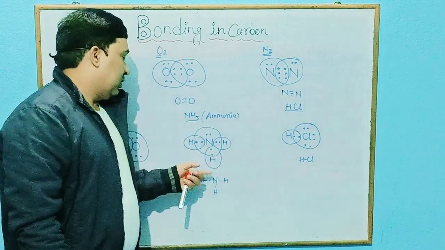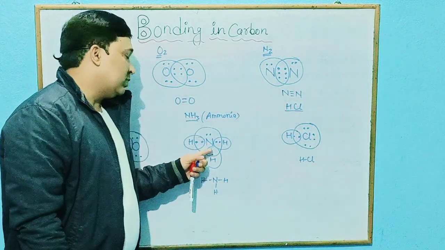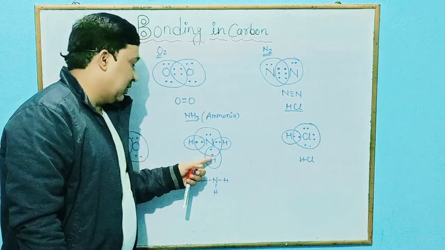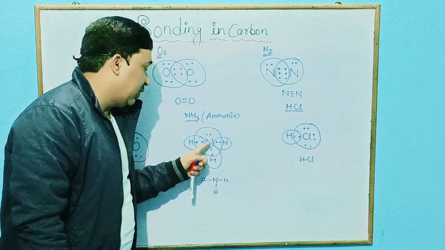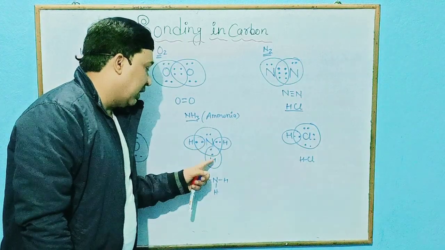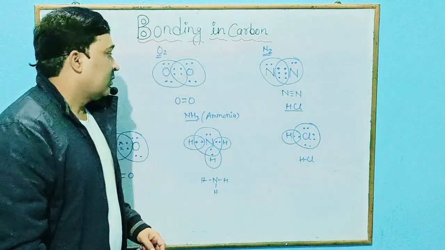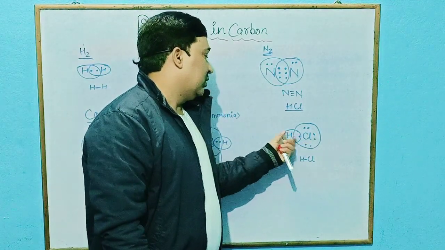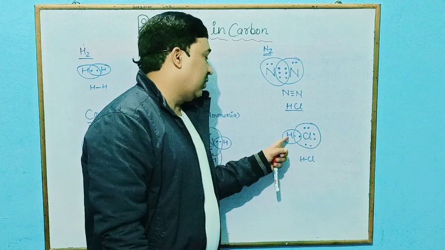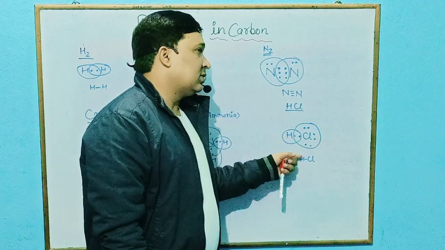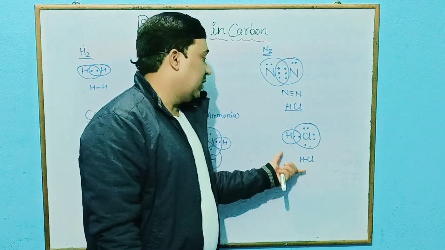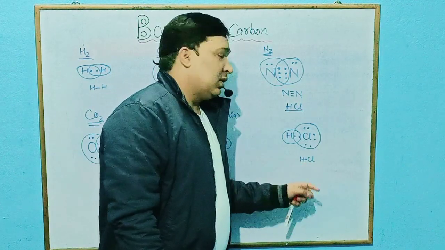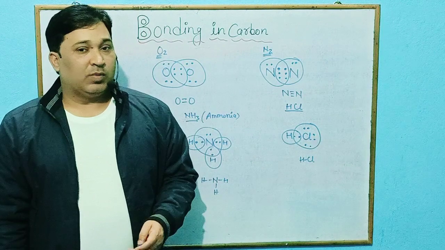In ammonia, each hydrogen atom is bonded to the nitrogen atom by single covalent bond because there is only one pair of electrons shared between each atom of hydrogen and nitrogen. In HCl again, chlorine completed its octet by sharing one electron of hydrogen, and in turn hydrogen also shares electron of chlorine, and in HCl hydrogen and chlorine are bonded by single covalent bond, right?